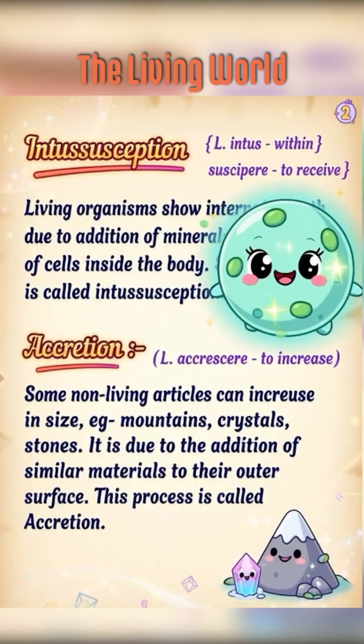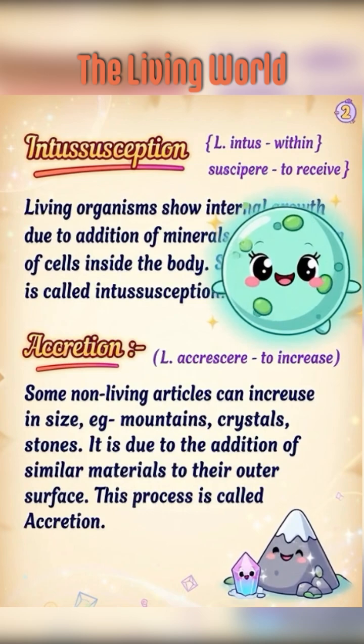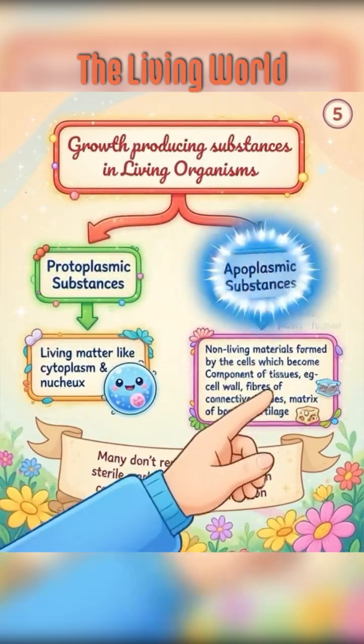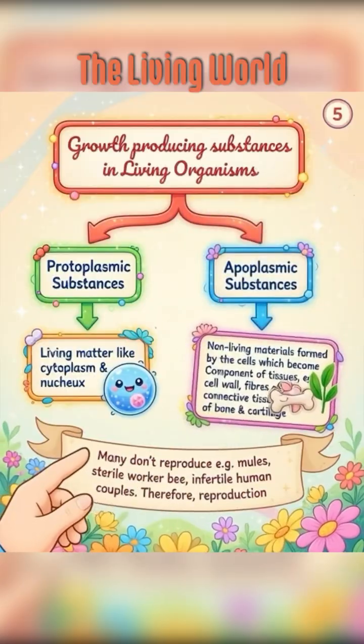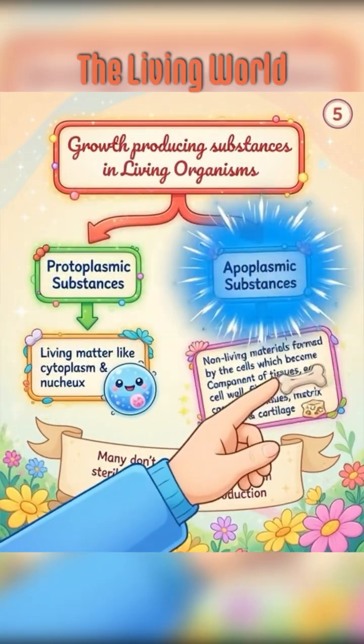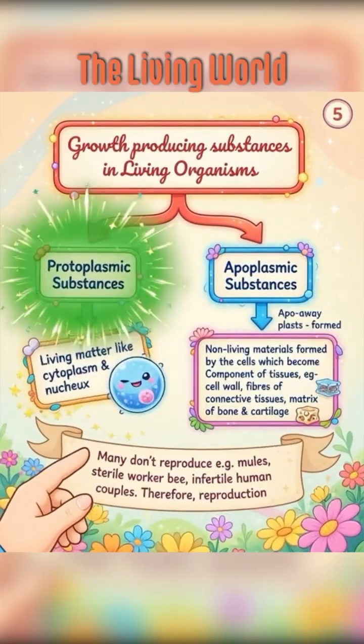The growth producing substances in the living organism are the protoplasmic substances and the apoplasmic substances. Protoplasmic substances are the living matter like cytoplasm and the nucleus, whereas apoplasmic substances are non-living materials formed by the cell which become components of tissue. For example, cell wall, fiber of the connective tissue, matrix of bone and cartilage.